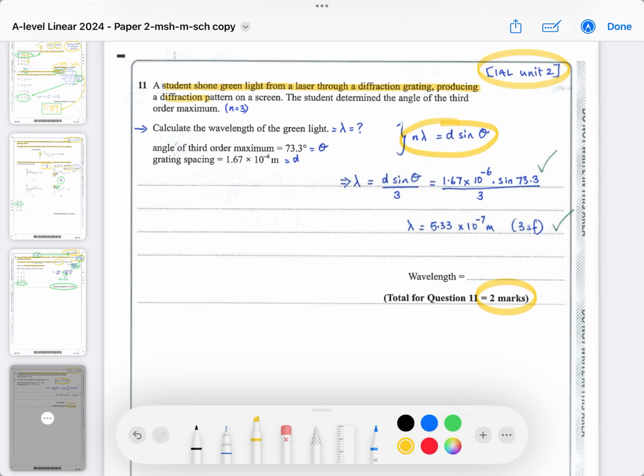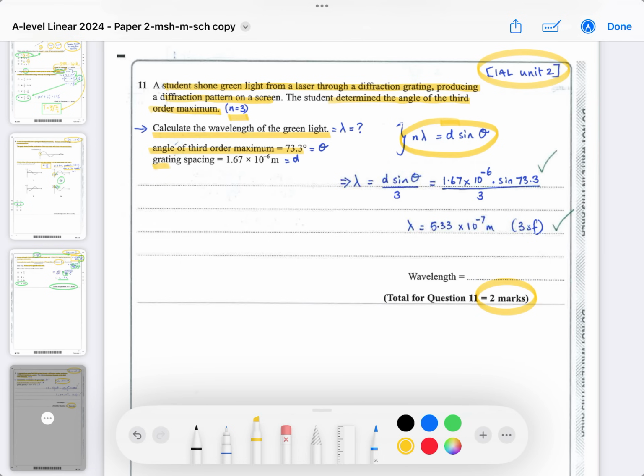And you see a diffraction pattern on a screen. The student determined the angle of the 3rd order maximum. That means with n equals 3. They want you to calculate the wavelength of the green light. So you've got to work out lambda when n is 3. And they've told you the angle of the 3rd order displacement is 73.3. So they've already given you theta.